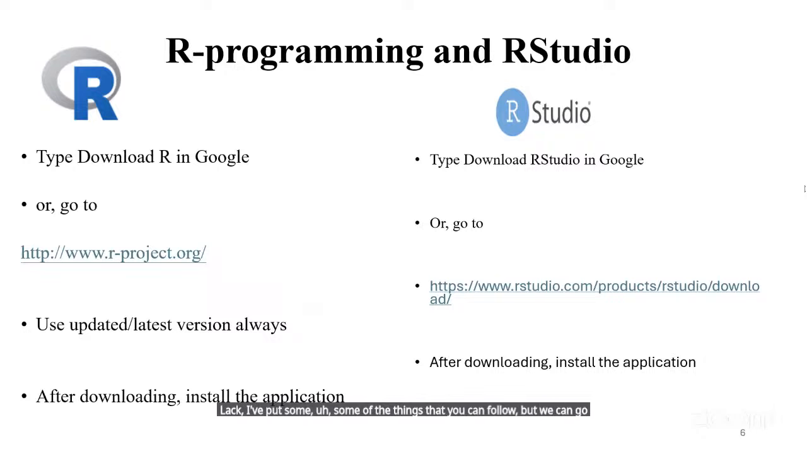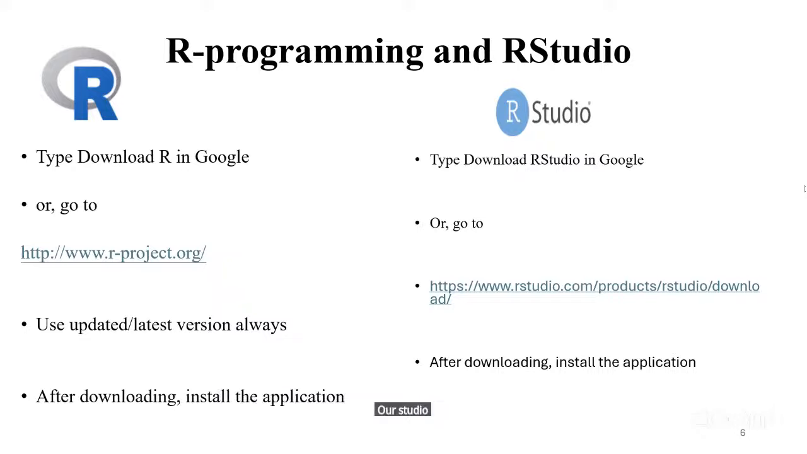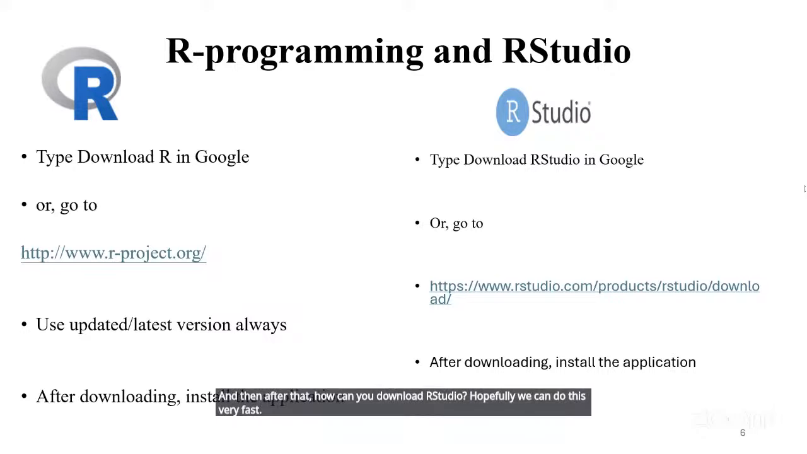But usually the easiest way, like I've put some of the things that you can follow, is we can go to Google, and then we just put download R, for those that do not have R, and after that we can download RStudio. So I'm going to pause here, and then I go to Google, and I show you briefly how you can download R, and then after that, how you can download RStudio. Hopefully we can do this very fast, and then we move on.